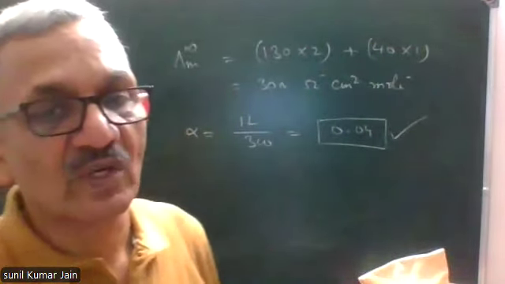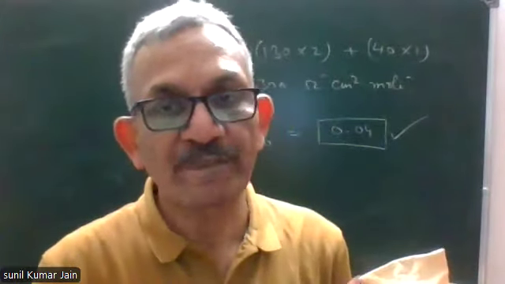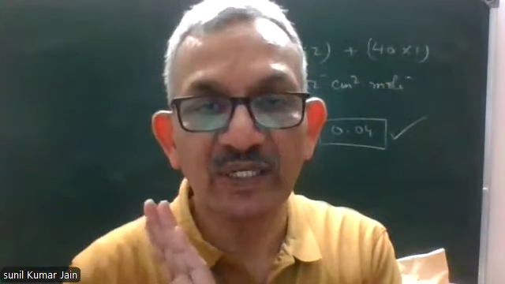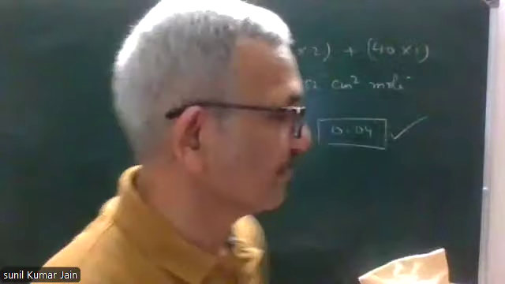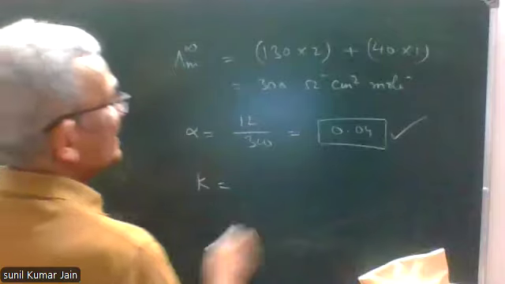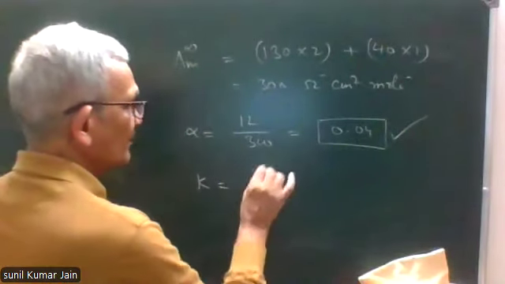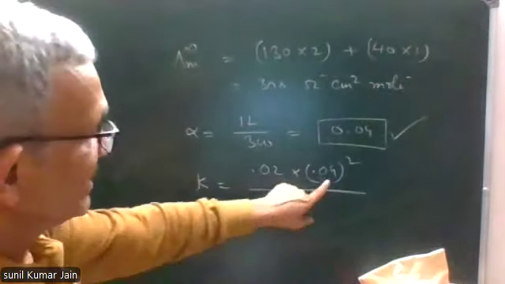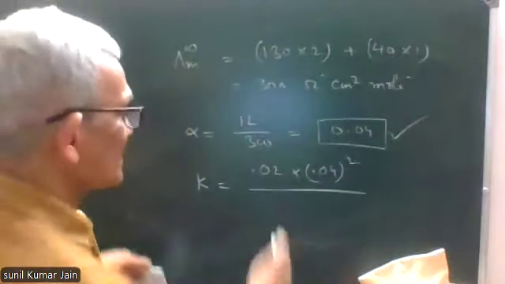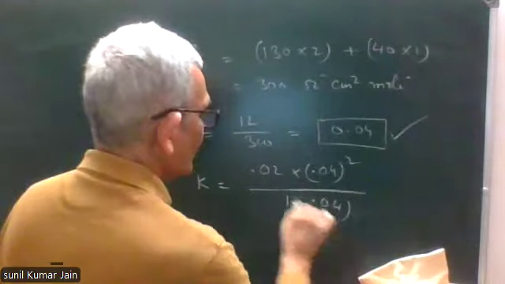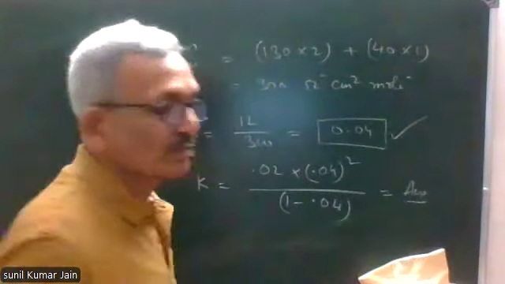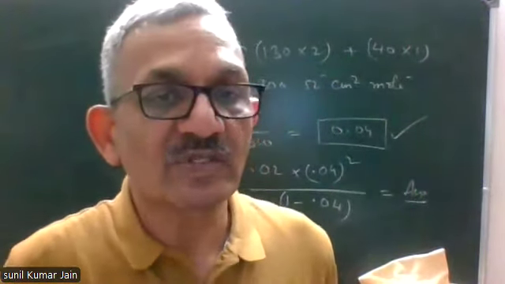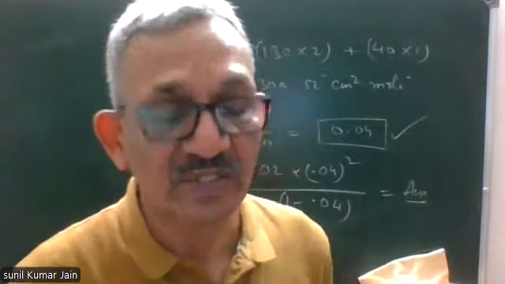Second, we have to calculate the value of dissociation constant. See, in the numerical, it is not mentioned that it's a very weak electrolyte. So we cannot use equation 9, we'll have to use equation 8. Now, K will be equal to C, C is 0.02 molar, alpha is 0.04. So this is C into alpha square divided by 1 minus alpha, 1 minus 0.04. This will be the second answer, which you'll find in the numerical which I sent you on WhatsApp. So this is in text numerical 4. You'll find it in the description box of the video.